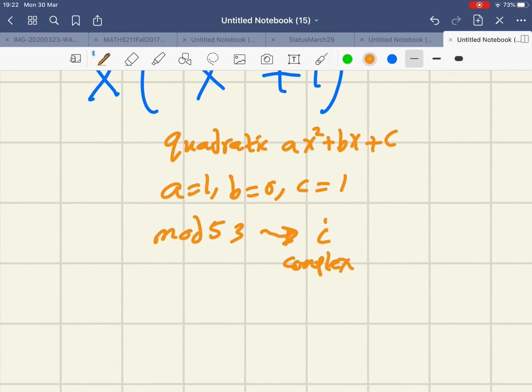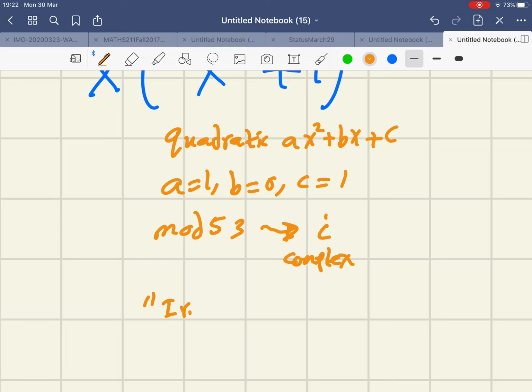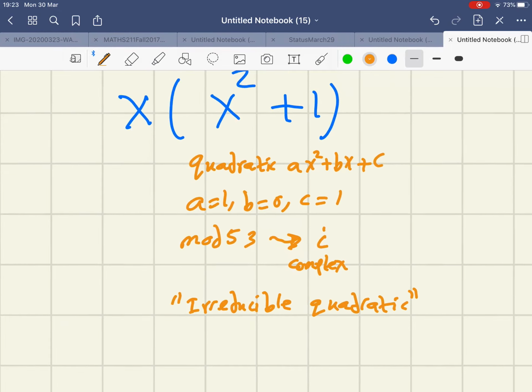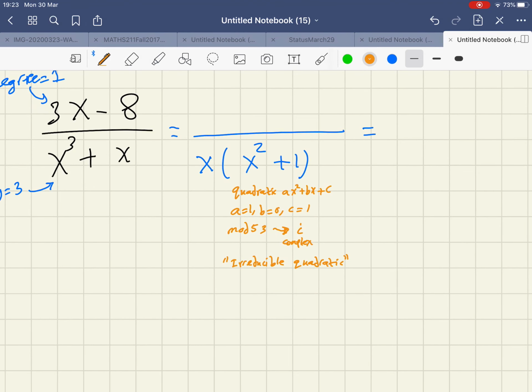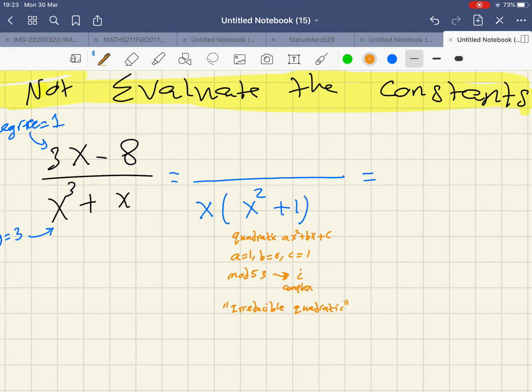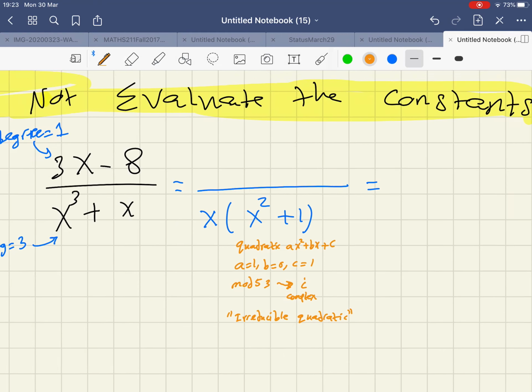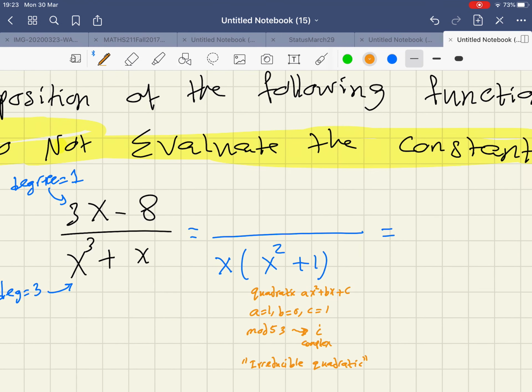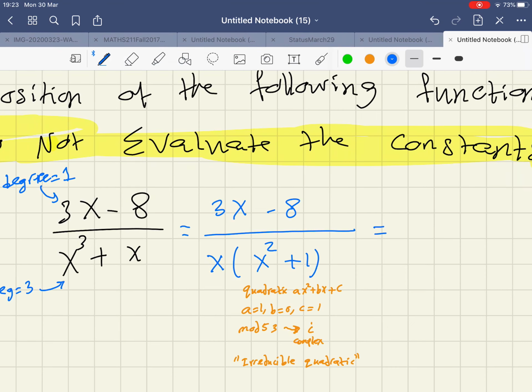If you get this one, we conclude that this is irreducible, which means we cannot factor it anymore, quadratic. I think this is mostly the standard way we can explain it, and this is how we will do it. Please try it at home, check, do you get a complex number? Then you cannot factor it anymore. And then the 3x minus 8 will be there.